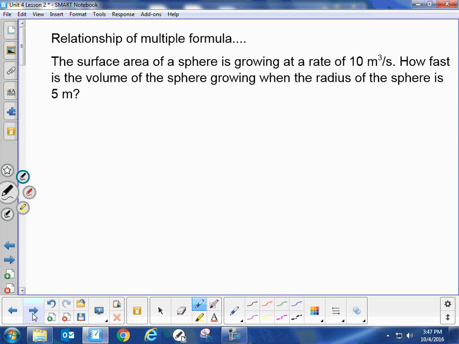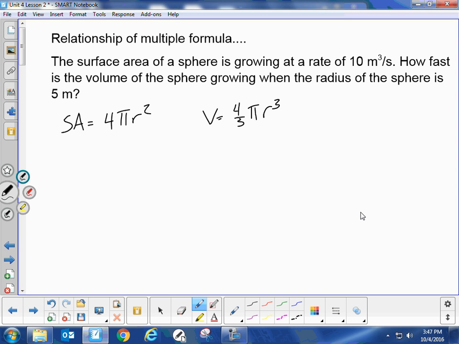Sometimes you'll have multiple formulas that you'll have to use and you'll have to take the derivatives of. This is a good example. We're told that the surface area of a sphere is growing at a rate of 10 cubic meters per second. How fast is the volume of the sphere growing when the radius of the sphere is 5 meters? You will be given, thankfully, the surface area formula, which is 4 pi r squared for a sphere, and the volume formula, which would be 4/3 pi r cubed. But you need to figure out what's going on.